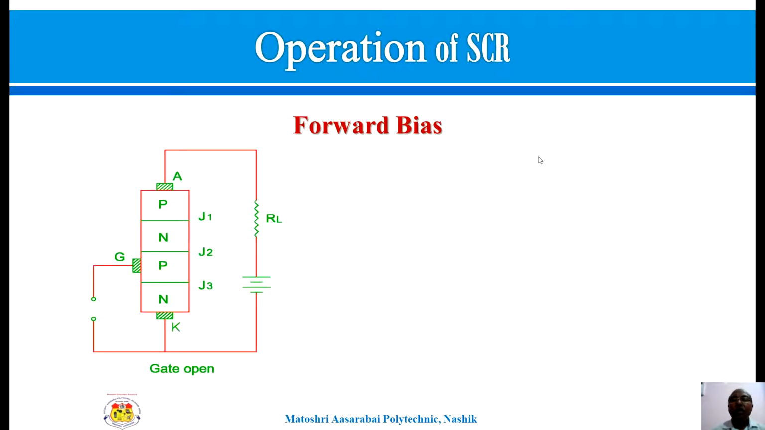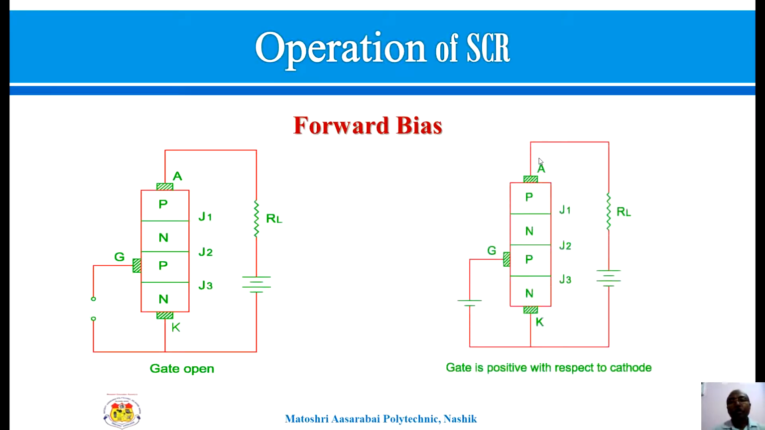Now the operation of the SCR in forward bias and in reverse bias. In the case of forward bias, we connect the positive terminal of the battery to the anode and the negative terminal of the battery to the cathode. Here I keep the gate open first. Now when you apply forward bias to this device, the device is in forward blocking condition.